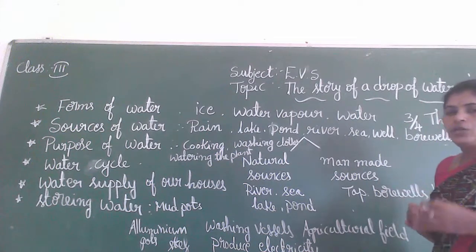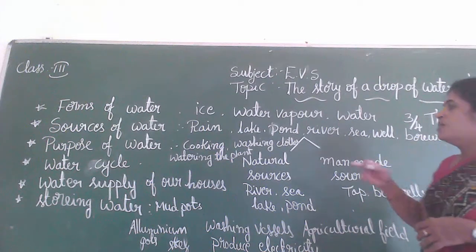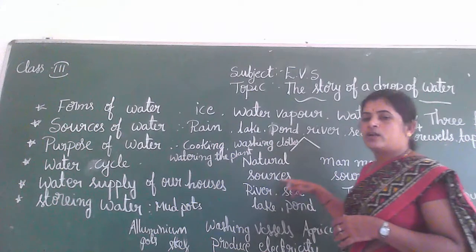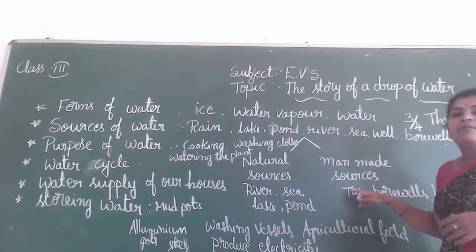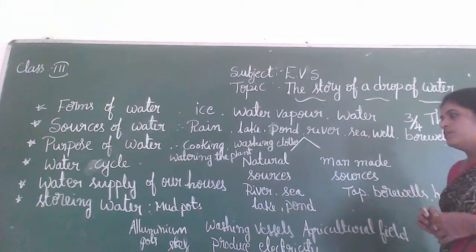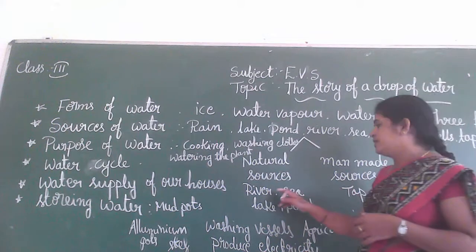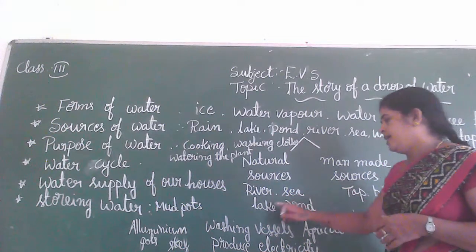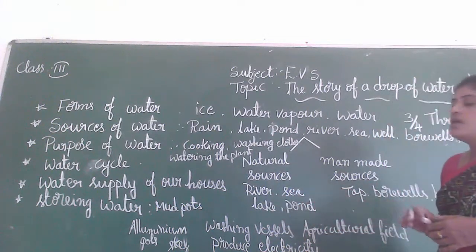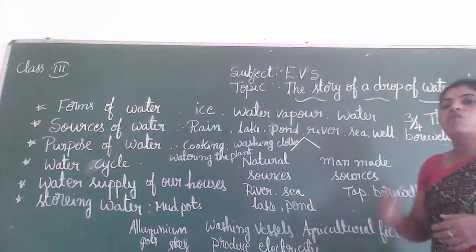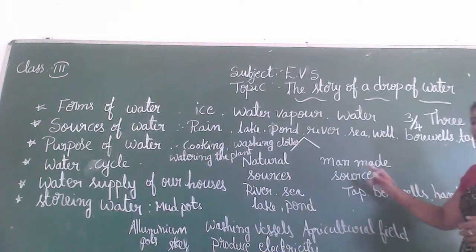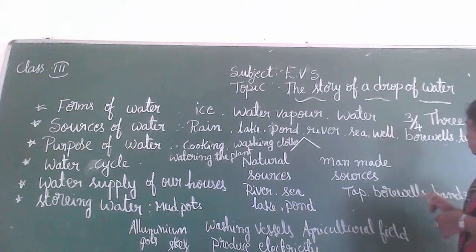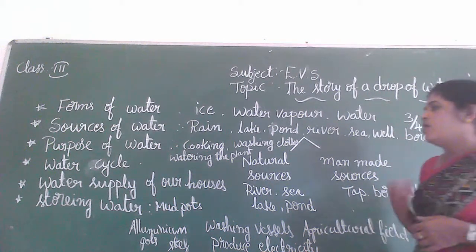Again, sources of water are divided into two types. One is natural sources of water. Another is man-made sources of water. Natural sources of water, which ones, children? River, sea, lake, pond. These are the natural sources of water. Man-made sources of water, which ones? Tap, borewell, hand pump. These are the man-made sources of water.